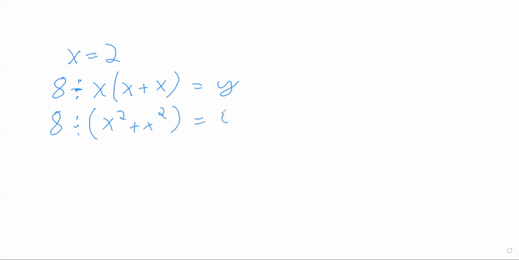So if I decide I'm going to put my 2 back into this equation at this point, I get 8 divided by bracket 2 squared, which is 4, plus 2 squared, which is 4, and the answer would equal 1. I can also, rather than expanding the brackets, say that x plus x is 2x, times x is 2x squared. So if you were to do the order of operation with 2x squared, 2 squared is 4, times 2 is 8. So the answer again would equal 1.